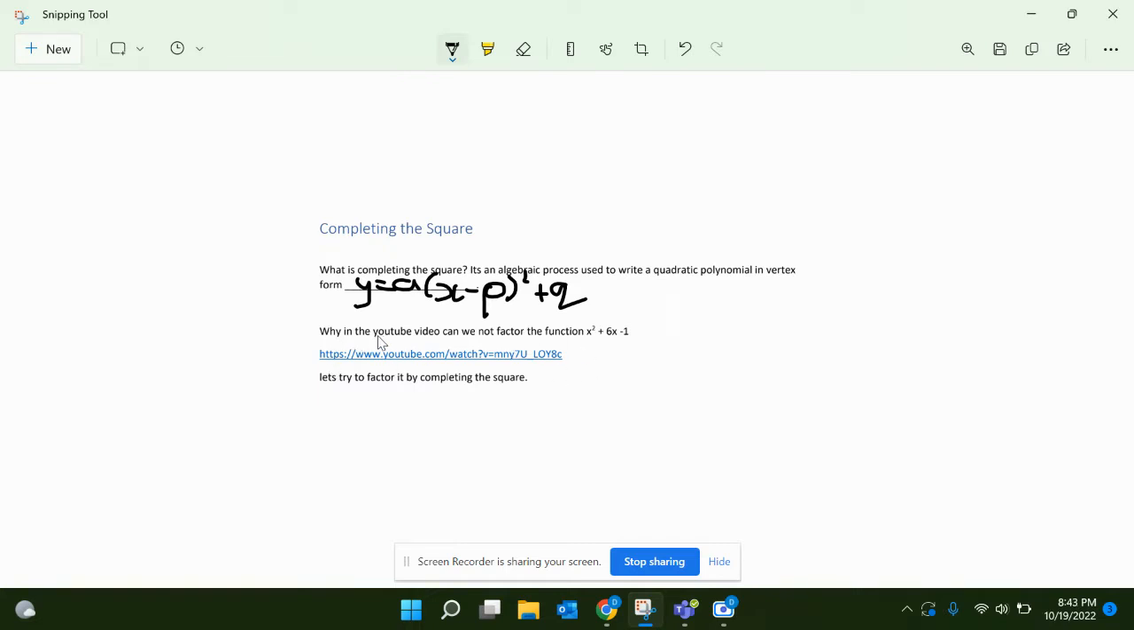Okay. But why in the YouTube video can we not factor the function x squared plus 6x minus 1? We're not going to write it down, but it's basically you can't have numbers that multiply to -1 and also add to 6. It's basically impossible. You can't have it, right? So in order to solve this, we're going to complete the square. Now, what that entails is first, we're just going to look at the first two pieces of the function, which is an x squared and a 6x, okay?